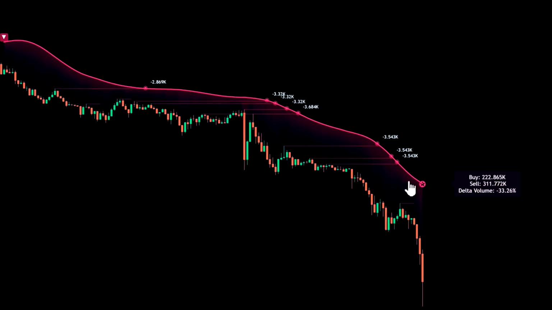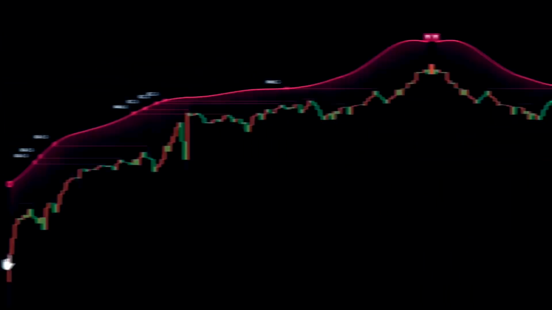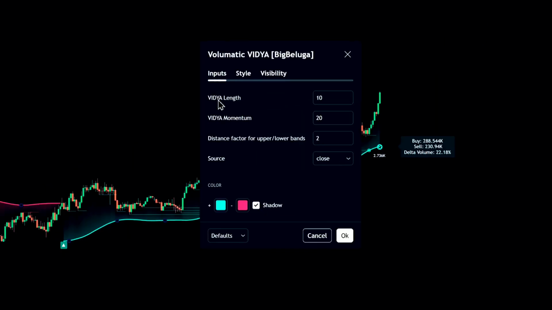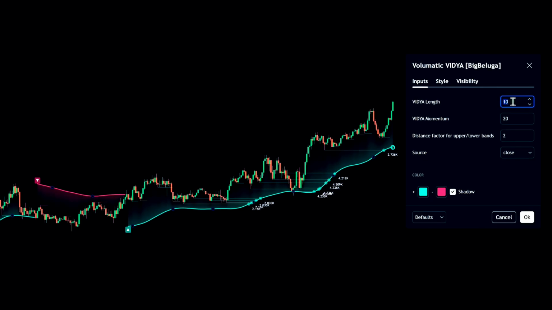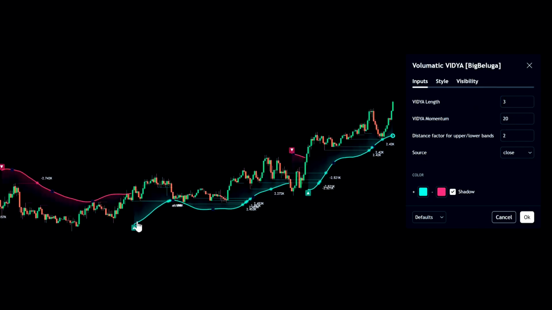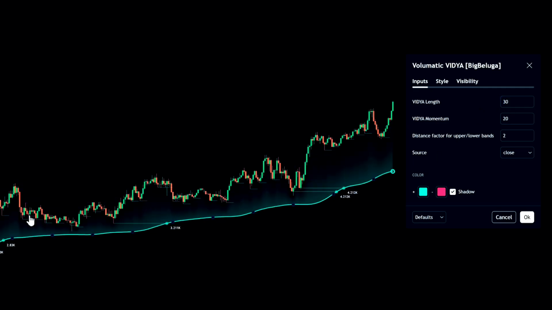Now that we've covered the basic components of the VIDIA indicator, let's talk about how to use it in trading. But before we get into that, let's quickly look at the indicator settings. The VIDIA length controls how long the indicator looks back to calculate the moving average. A shorter length makes the indicator more sensitive to price changes, which can lead to false signals. A longer length gives a smoother trend line, but may lag behind price movements, so it's about finding a balance.